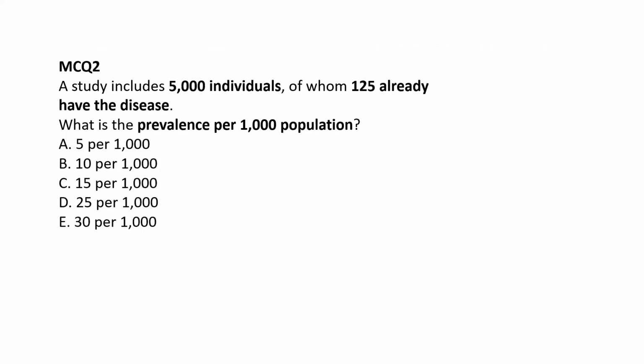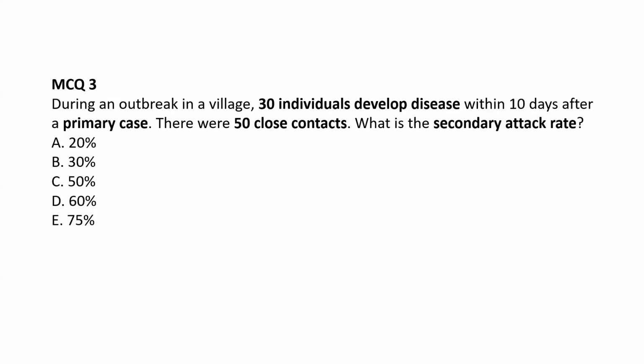Incidence rate. MCQ number 2: A study includes 5,000 individuals, of whom 125 already have the disease. What is the prevalence per 1,000 population? A, 5 per 1,000; B, 10 per 1,000; C, 15 per 1,000; D, 25 per 1,000; E, 30 per 1,000. D is the right option.